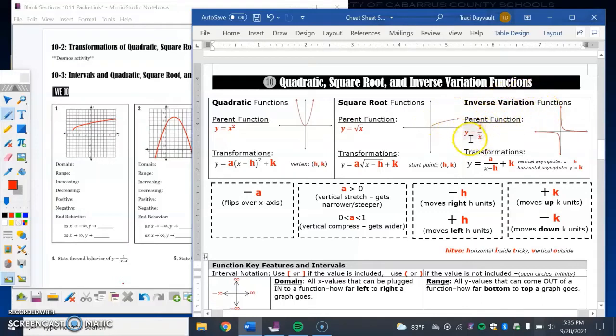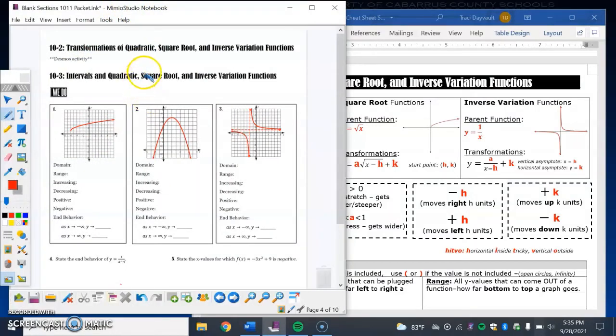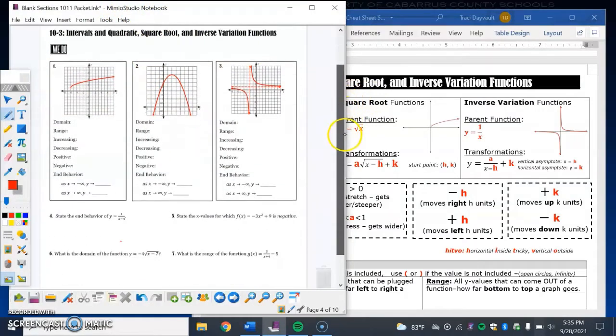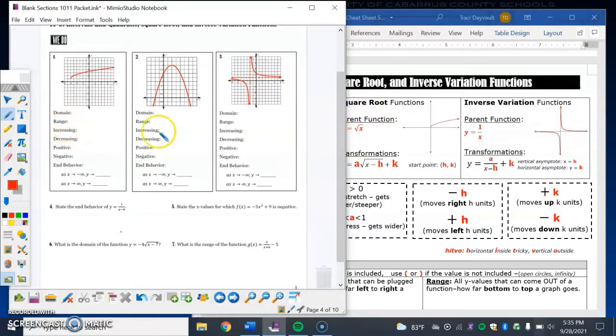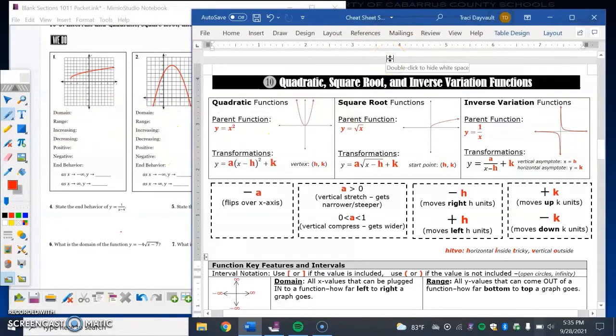And inverse variation functions, which have an x on the bottom or a variable on the bottom, are going to make this general shape, and they have what's called asymptotes. And we change these parent functions around by moving them using h and k and also a as well. Now we're going to add on to that with some intervals. We already have some experience with finding the domain and range. Let's review how we find the domain and range for these.